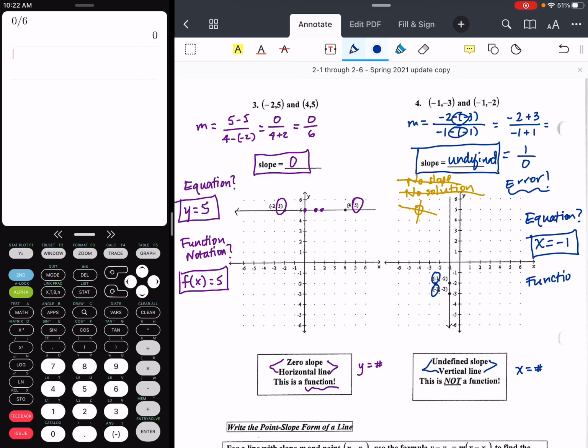Can I write this equation again in function notation like I did before? So could I write f of x equals -1? The answer is no. F of x equals -1 would be a horizontal line at y equals -1. I can't write this in function notation because this is not a function. So the only way to write this is x equals -1.